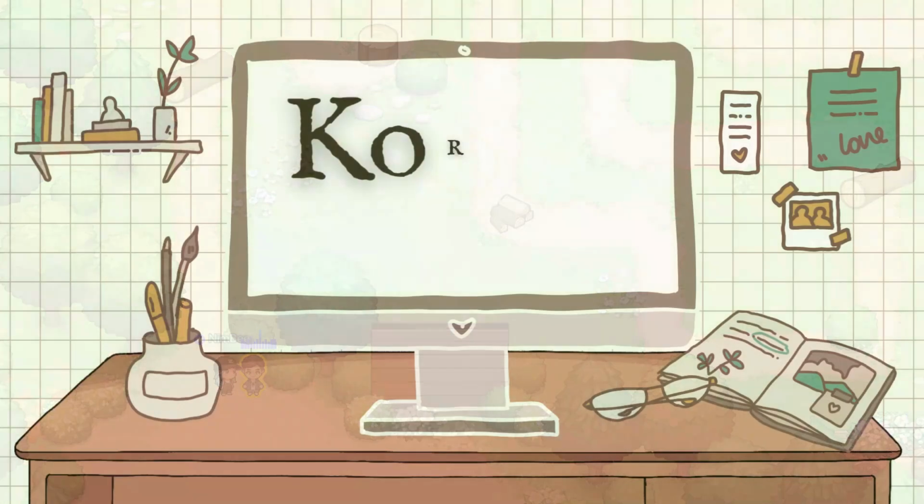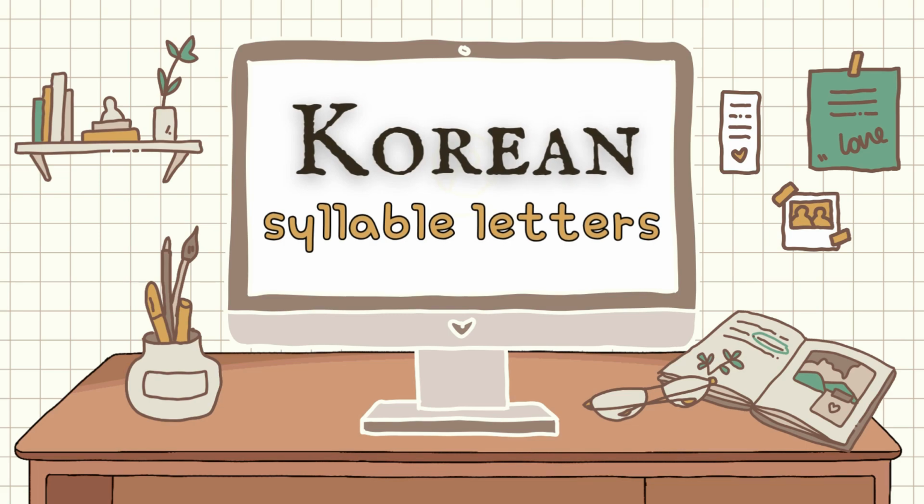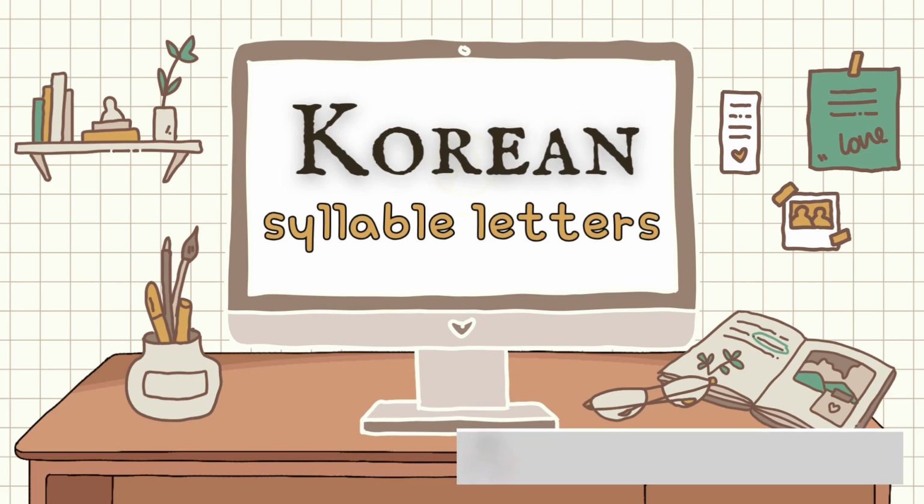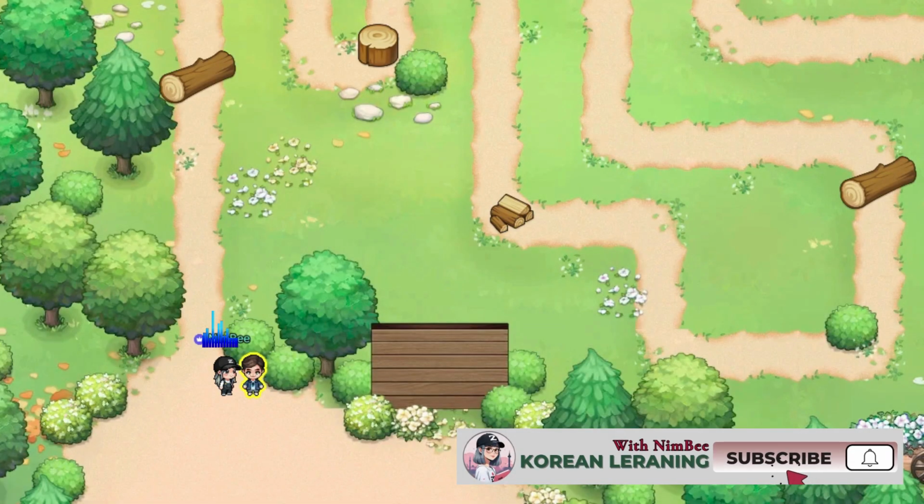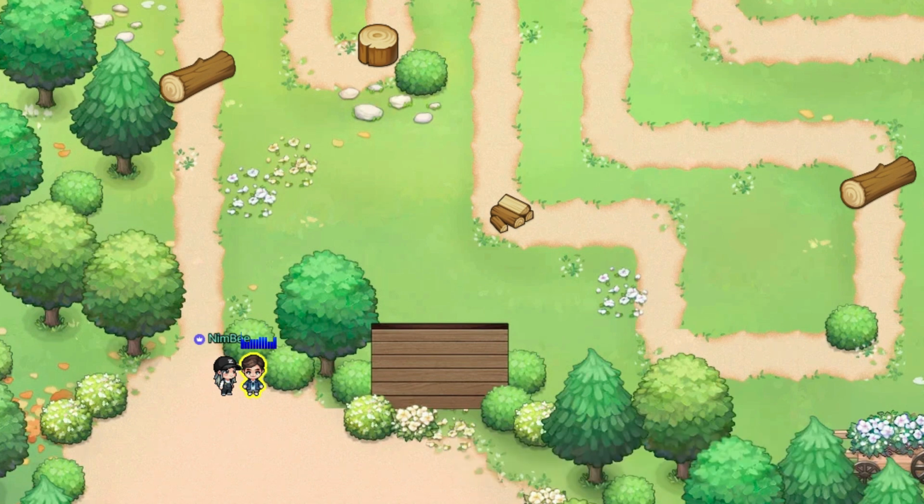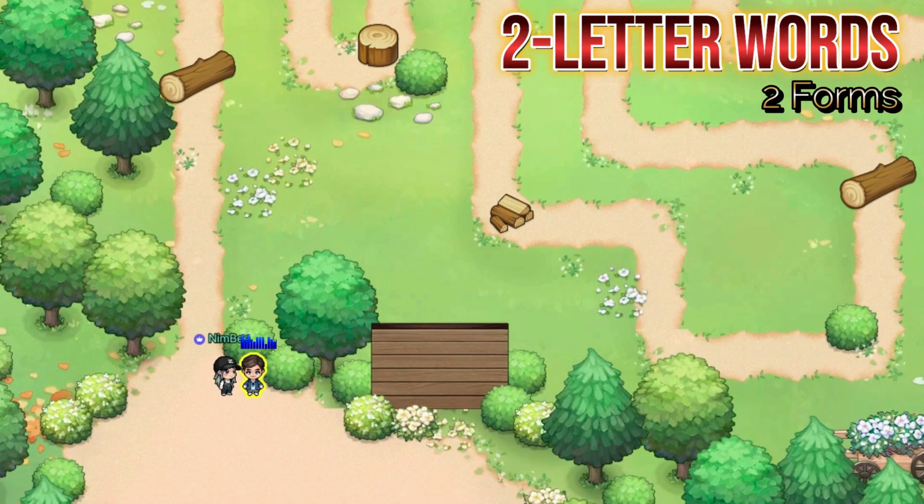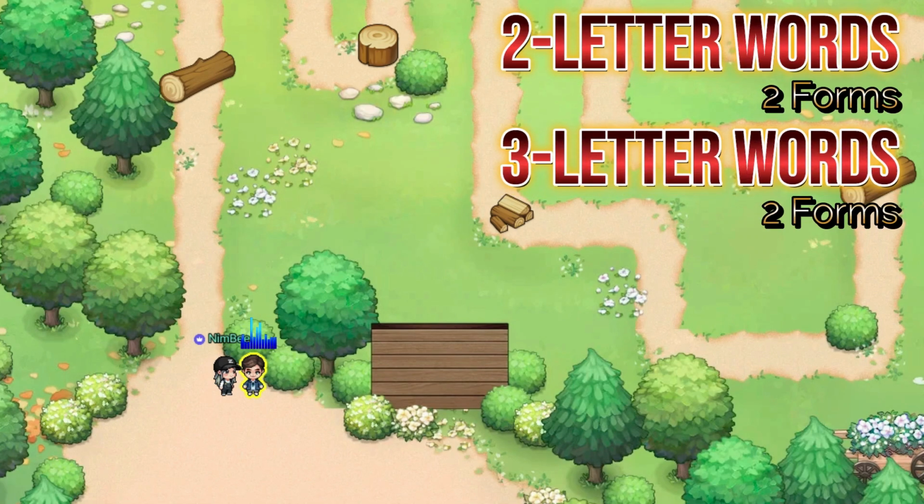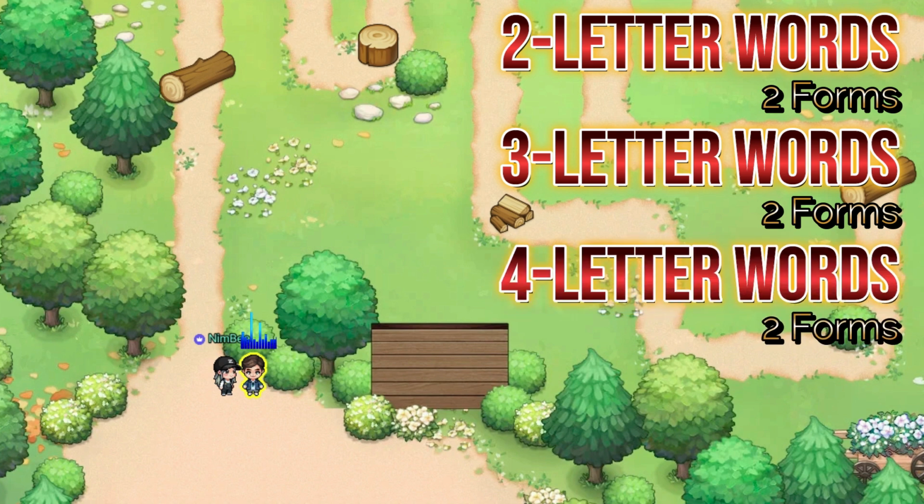Today, we are in the magical syllable forest where you'll discover how Korean words are made of cute little blocks. Blocks? Like Lego? What's going on here, Dory? Yep. Korean words are built from syllables, and today you'll learn 6 different syllable forms. 2-letter words 2 forms. 3-letter words 2 forms. And 4-letter words 2 forms as well.